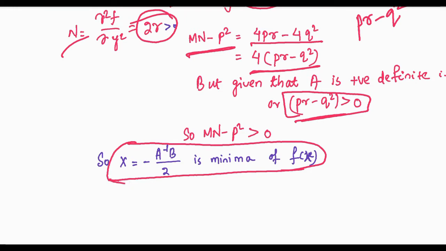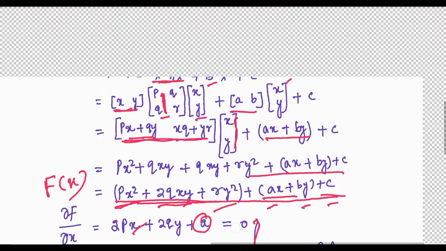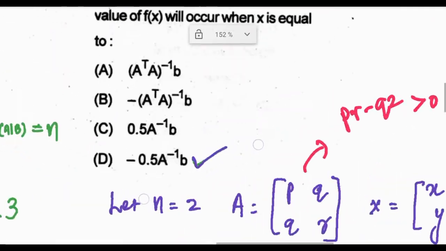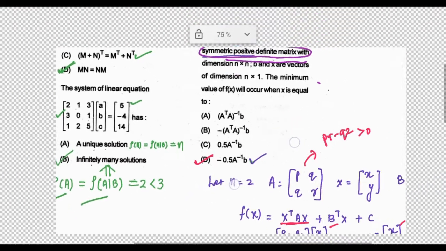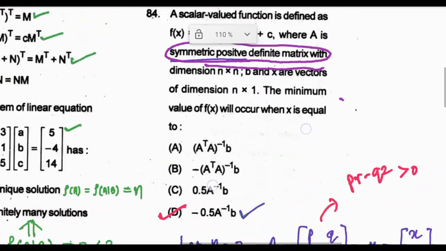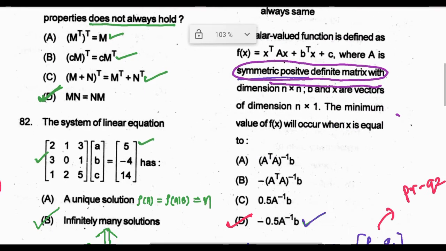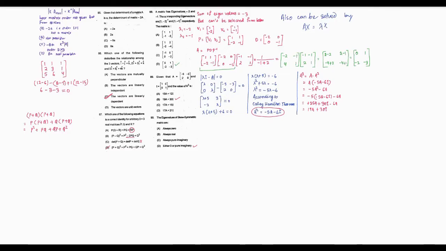So x is equal to minus a inverse b by 2. So what we are getting here is the option minus 1 by 2, here written as 0.5 a inverse b. So here D is the answer. This is actually one of the previous year GATE questions, that is why this is so lengthy and complicated, but this is the answer. Next, question number 85.